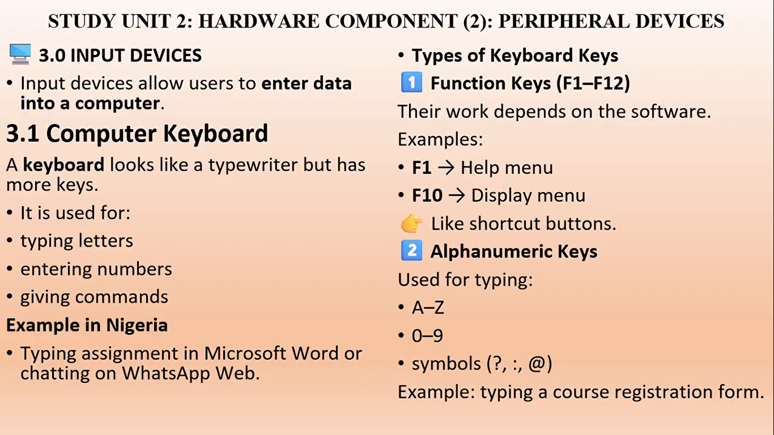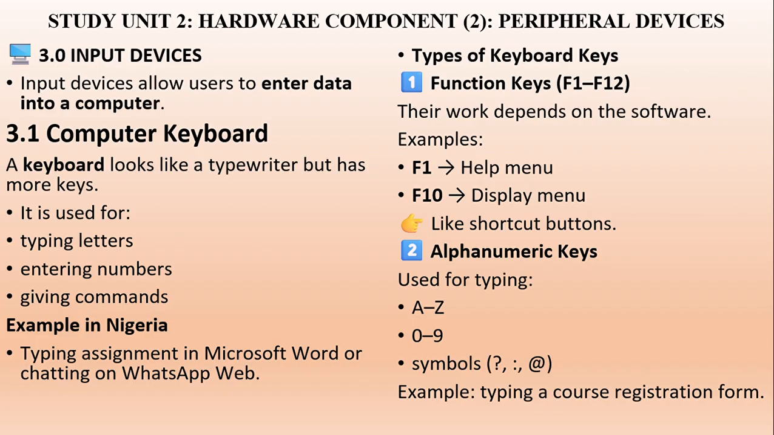If you should notice, the assignment I used to give, I will tell you to use Microsoft Word or turn it to a PDF format. The reason is because we need to learn how to use all these things, so that you can make use of your keyboard to type. So you're typing your answer using Microsoft Word and saving it and sending it for review with the work of the keyboard. You are typing your assignments in Microsoft Word and you are chatting on WhatsApp web. That's an example of this.